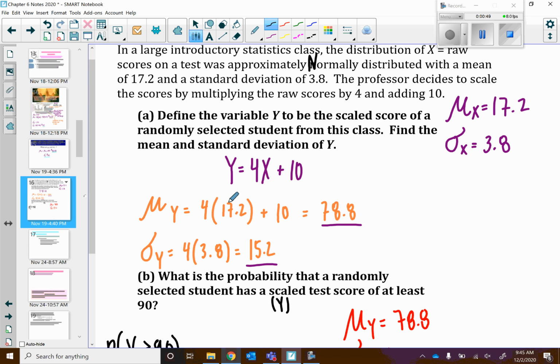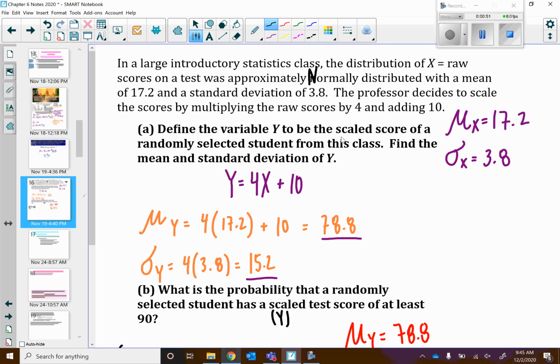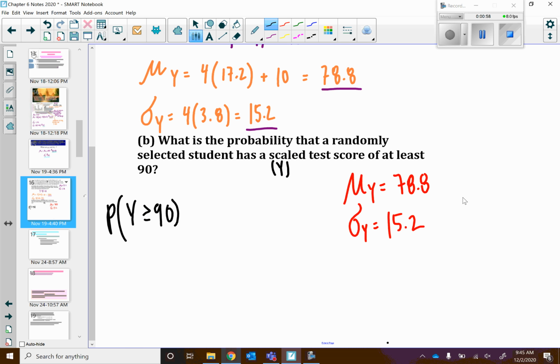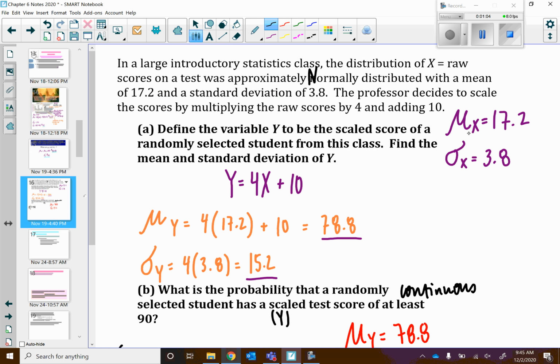Now let's think about this. We are not given a probability distribution. We're not given all of the values of the scores, which means this is not a discrete random variable. This is a continuous random variable. And we are told at the beginning that it is approximately normally distributed.